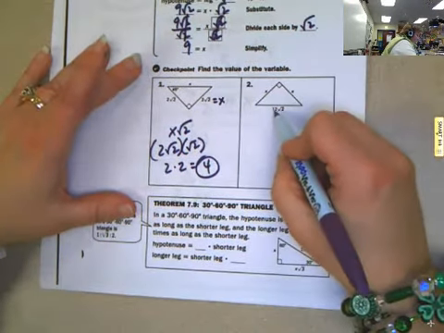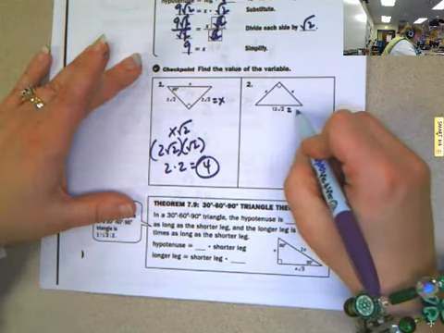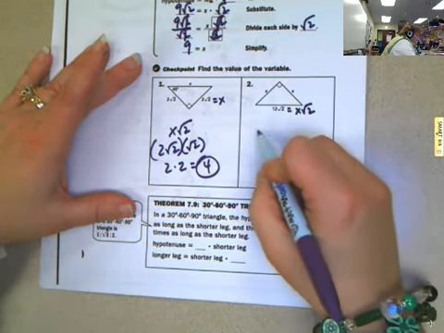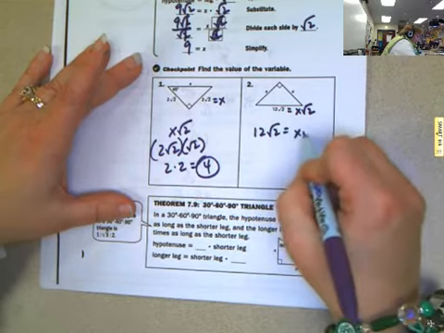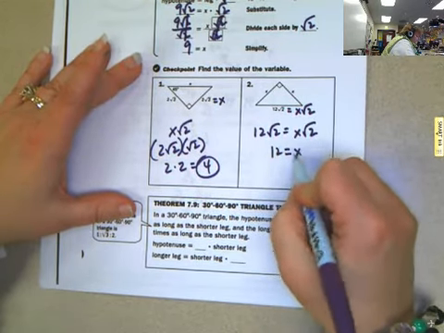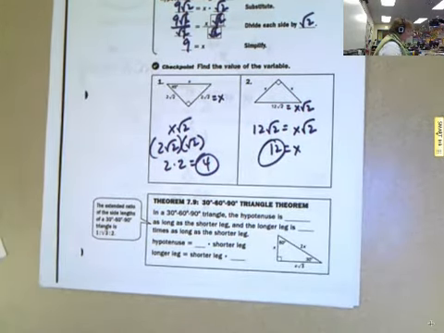In this case, x is a leg, the hypotenuse is x radical 2, and literally, 12 radical 2 equals x radical 2. So x is 12. Literally, that's all there is to it.